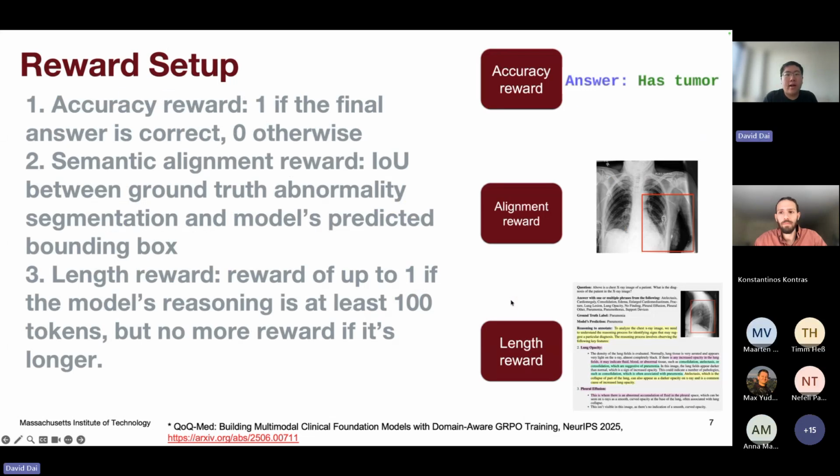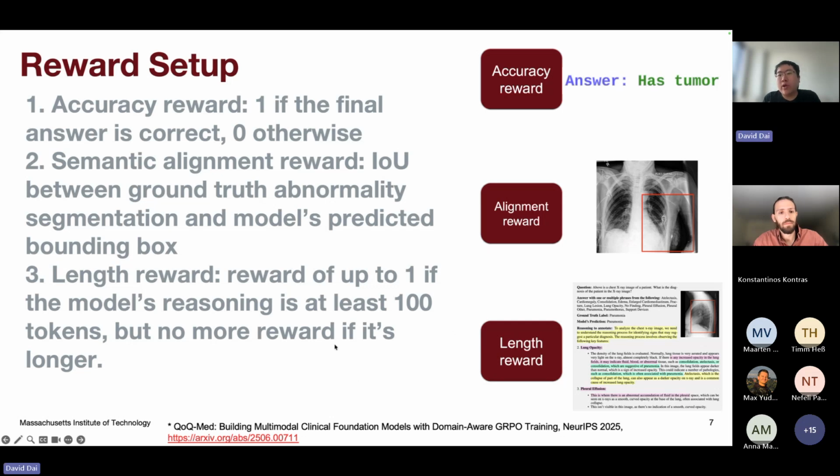Also, to better elicit the model's reasoning capability, we wish to train the model with reinforcement learning. So we designed three very simple rewards. The first one is the accuracy reward. Since we have the ground truth label from our multimodal dataset, we assign a reward of 1 if the model's final answer is correct and 0 otherwise. Secondly, we ask the model to include a bounding box highlighting the salient region it uses to arrive at the diagnosis. Then we measure whether the region is consistent with the ground truth region and assign rewards based on the IOU score.